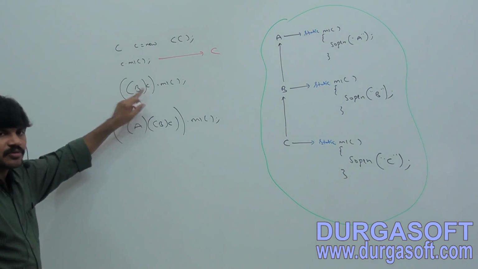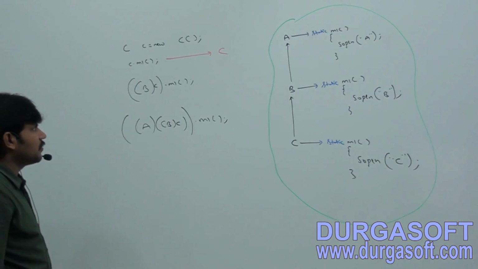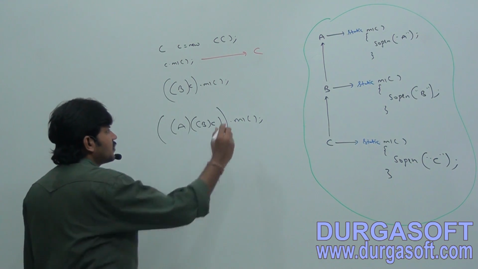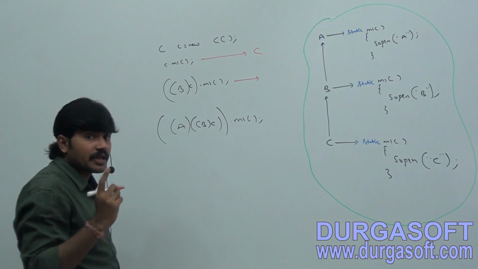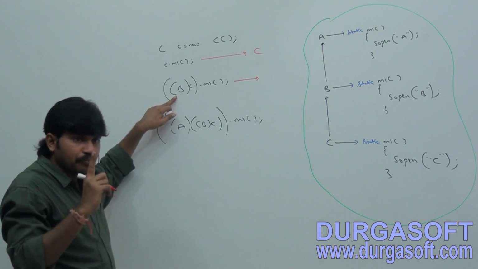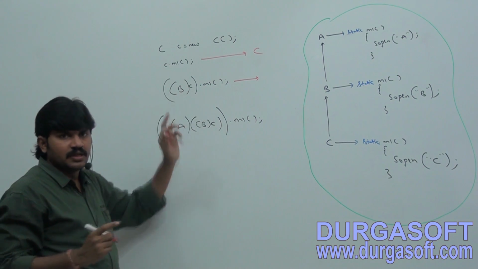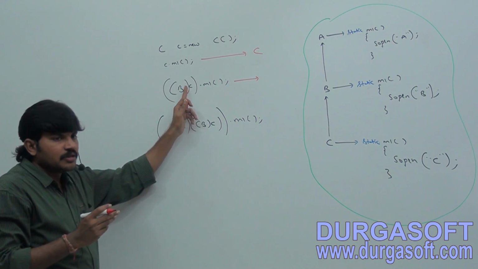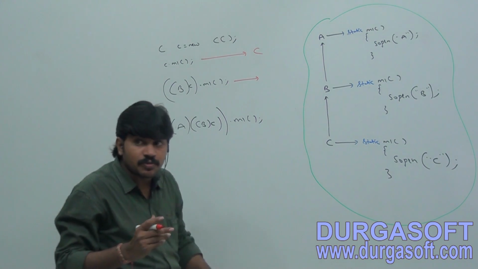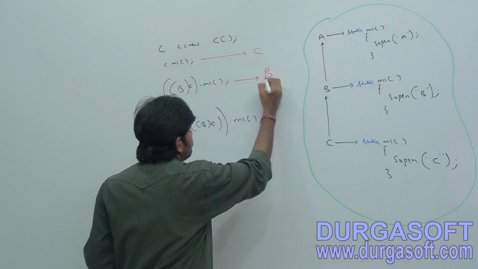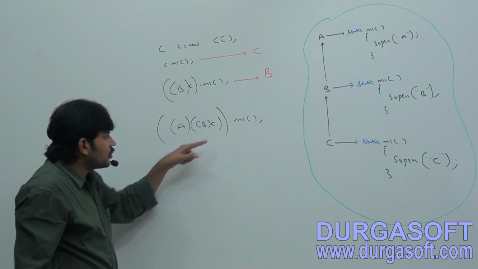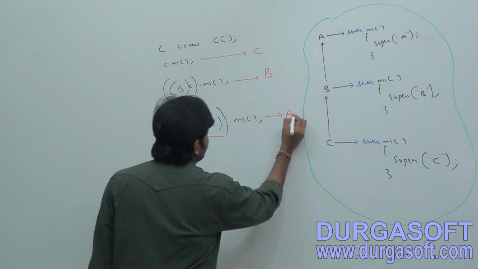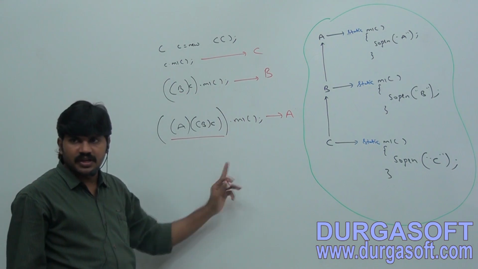Now, c typecast to B dot m1: what is the reference? B type. This is equivalent to B b = new C(). Parent reference but child object. But in method hiding, method resolution is always based on reference type. That's why B is the answer. Next, in this total thing, what is the reference type? A.m1 is nothing but A, right? I hope the terminology is very clear for you people.